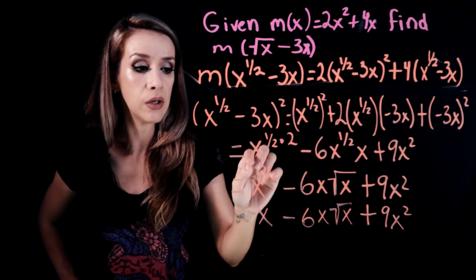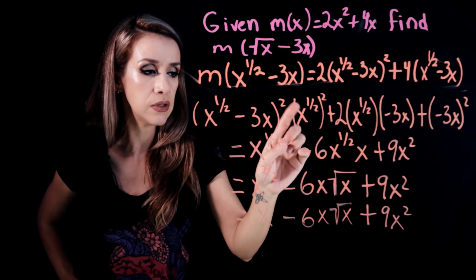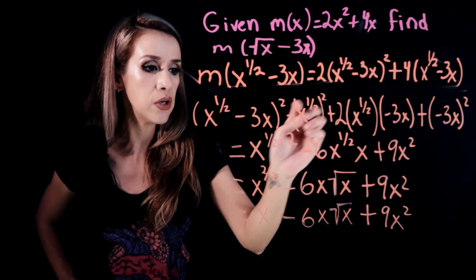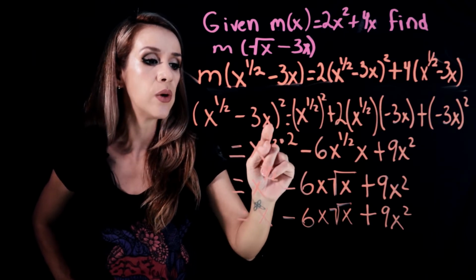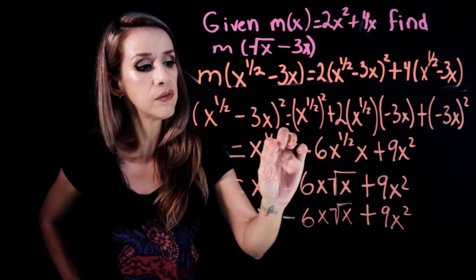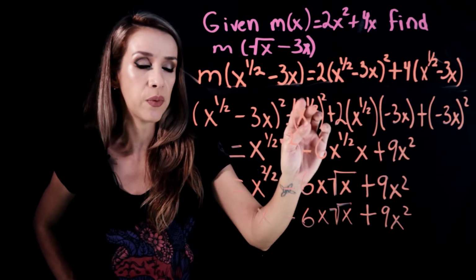Now with this one, I have x to the 1/2, and this was raised to the second power. And when this happens, I'm going to multiply this exponent by the exponent of the x. That's why I have x to the 1/2 times 2. See? The exponent of the x is multiplying the power of this operation.